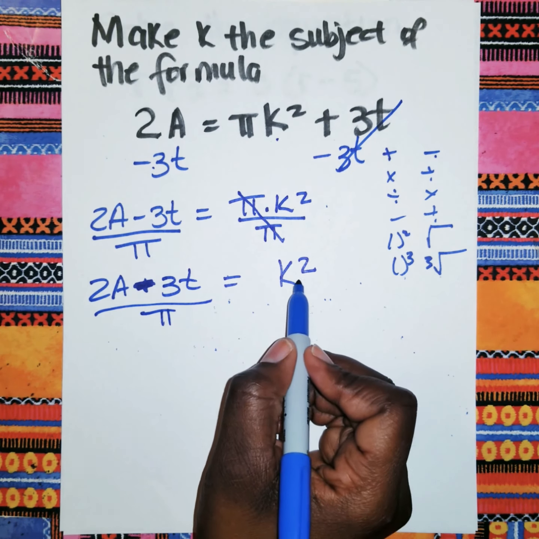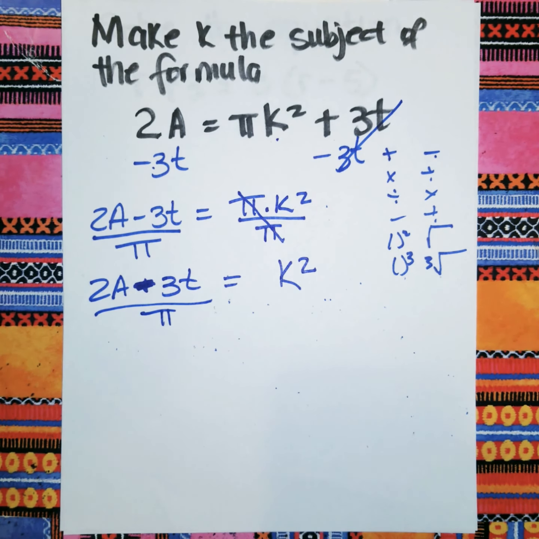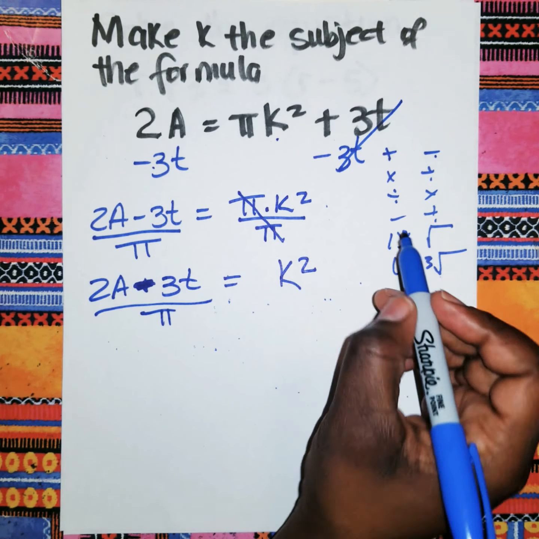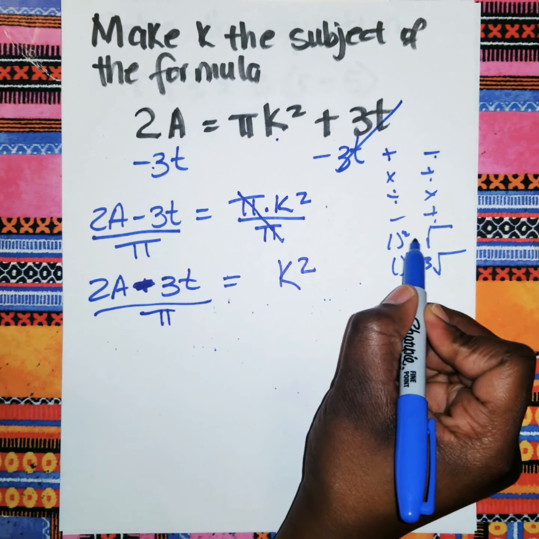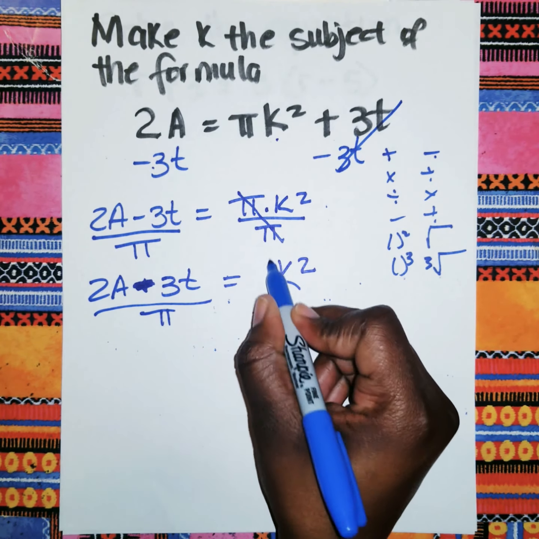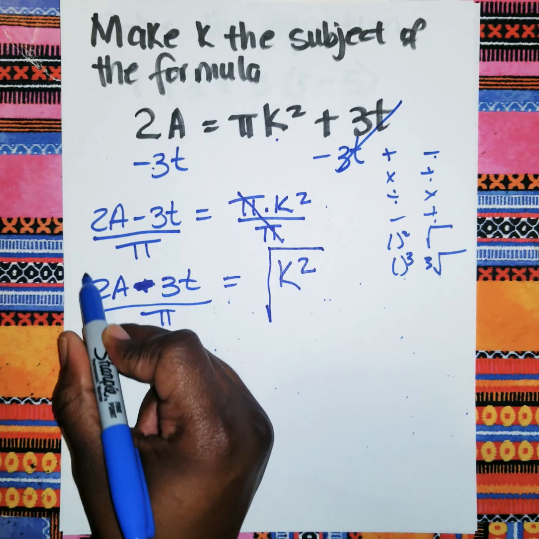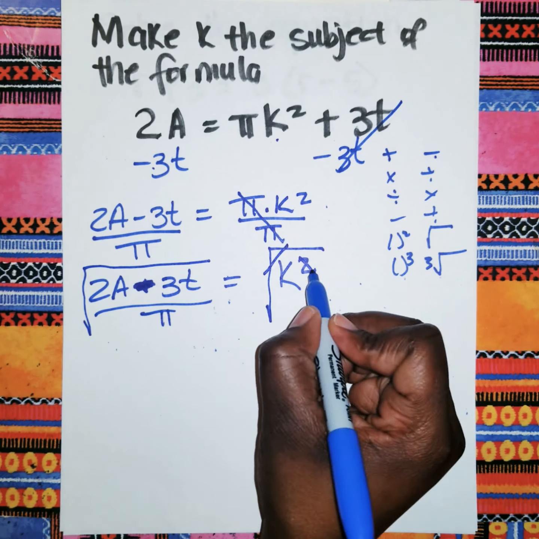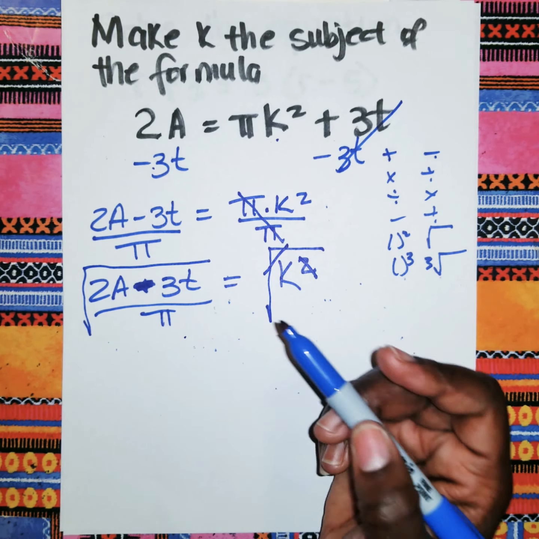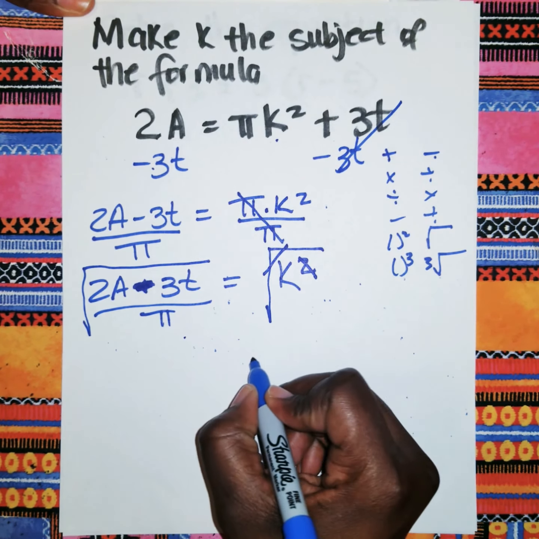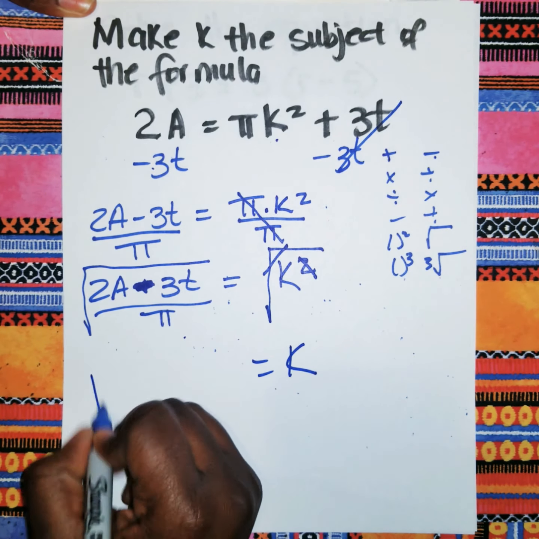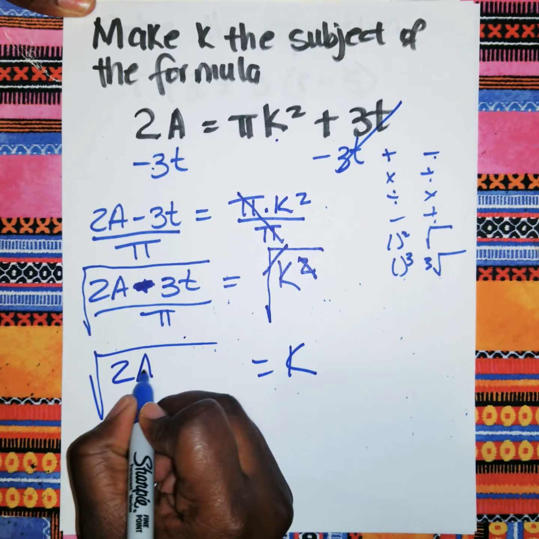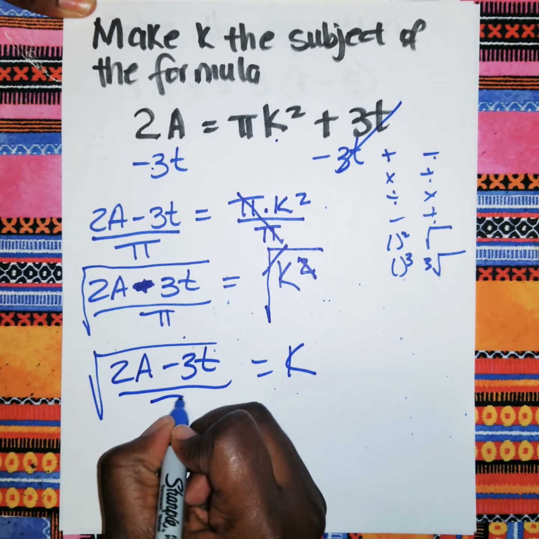Now we want to get rid of the square. We only want k. So to get rid of the square, we basically take the square root of both sides. If you square root this side and you square root this side, the square will cancel the square root. And on this side it's going to be k is equal to the square root of 2a minus 3t all over pi.